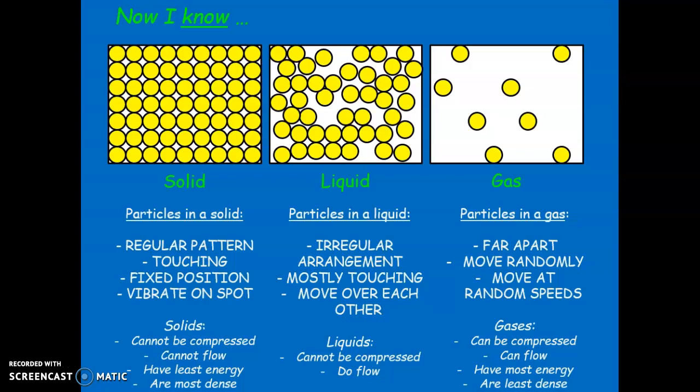So at the end of this, the main things to take away are: solids, particles are all touching, and they vibrate on the same spots. Solids have the least energy, most dense. Liquids, irregular arrangement, still touching, but the particles can move over each other. Liquids have got a little bit more energy than solids, but they are also a little bit less dense. And gas particles, they are far apart, not touching. They move randomly at random speeds. Gases can be compressed, flow. They have the most energy and they are the least dense.